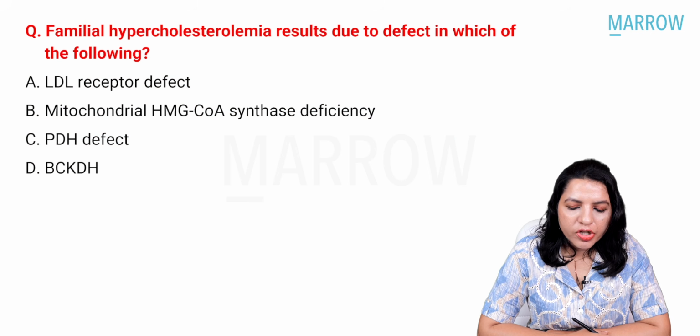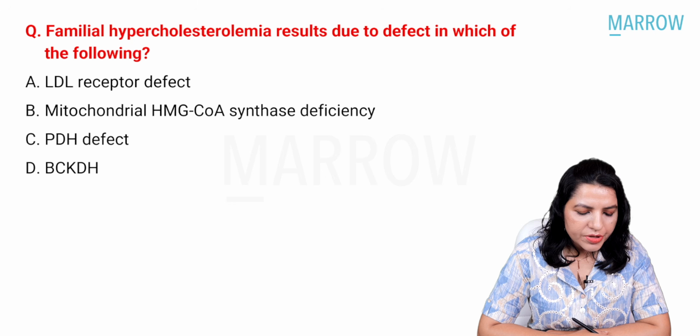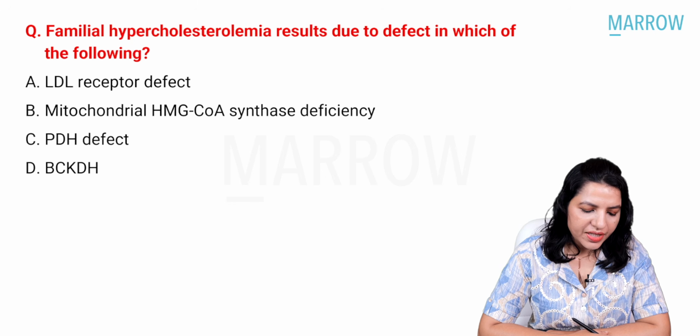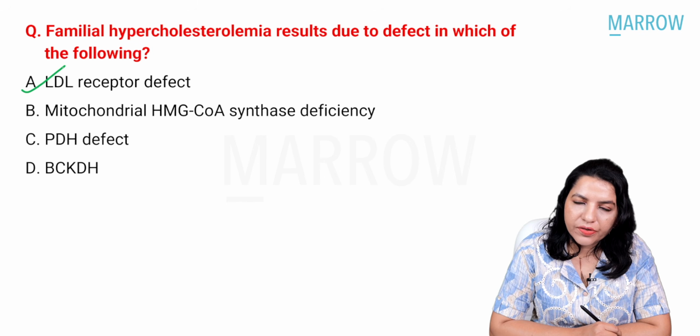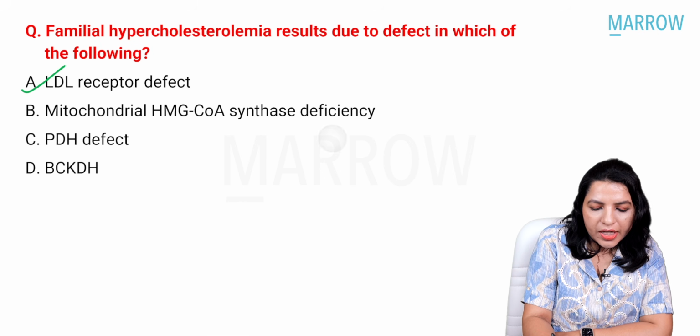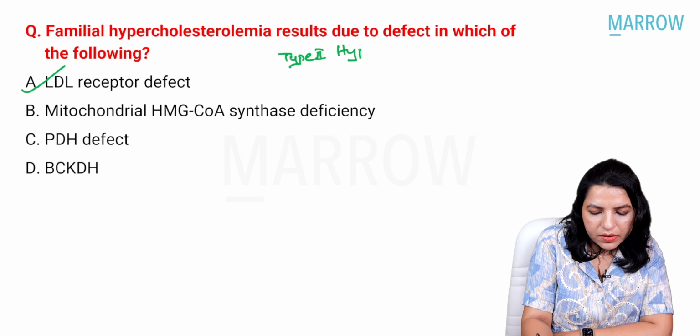Familial hypercholesterolemia results due to defect in which of the following? LDL receptor, mitochondrial HMG coenzyme A synthase, PDH defect, BCKD defect. So, straight away we know that the answer is LDL receptor defect. So, this belongs to type 2 hyperlipoproteinemia.